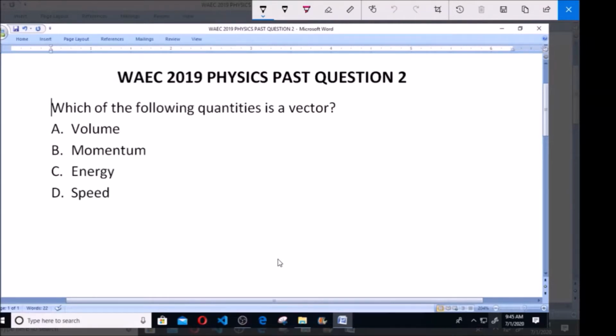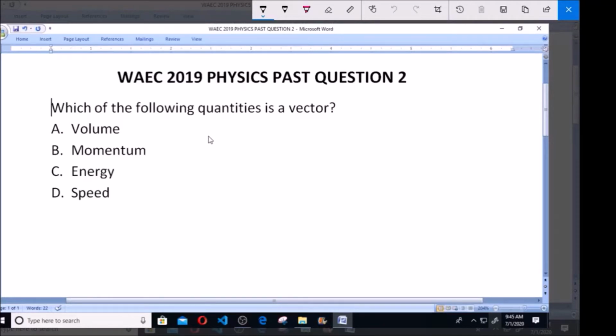Hello and welcome. Let's continue. Today we'll be looking at question number 2 for WAEC 2019 Physics Past Questions. Which of the following quantities is a vector quantity? A. Volume, B. Momentum, C. Energy, D. Speed. Now for us to understand this, we need to know what vector quantities are.